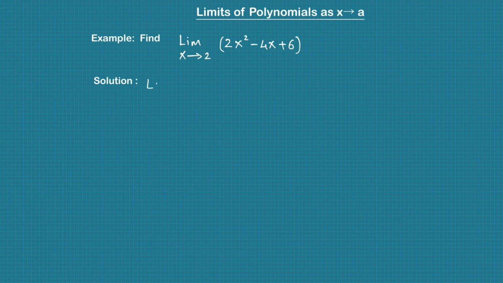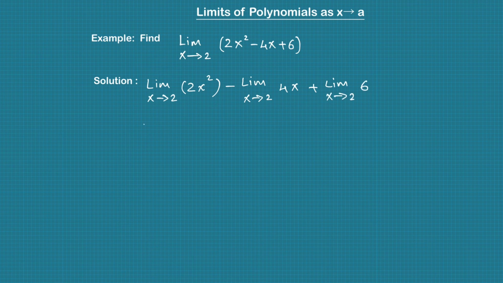Examples: limits of polynomials as x approaches a real number a. The limit of the polynomial 2x squared minus 4x plus 6 as x approaches 2 is the limit of each one of the individual terms, using the rules of the limit of a sum or difference is the sum or difference of the limits. Therefore, the limit as x approaches 2 of 2x squared minus the limit as x approaches 2 of 4x plus the limit as x approaches 2 of 6.